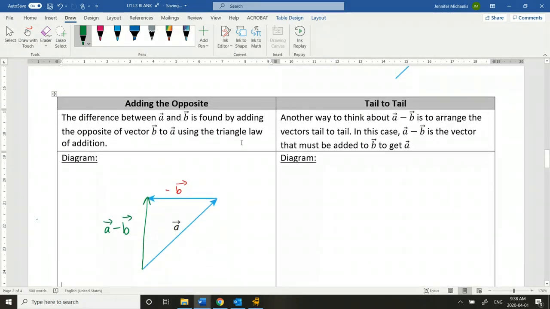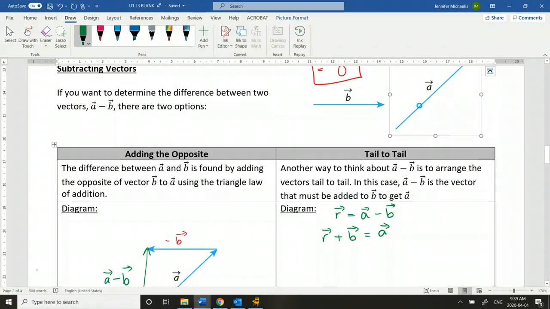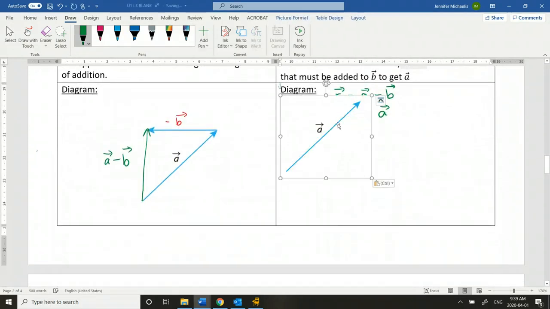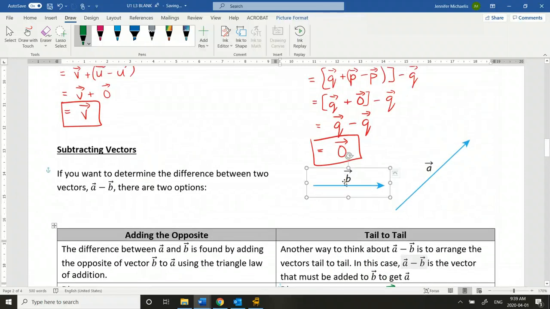Our other option is to think of a minus b, where we arrange the vectors a and b tail to tail, and then the resultant will be the vector that must be added to b to get a. So the idea is this. If we rearrange this equation for the resultant of a minus b, we have to take the resultant and add b to get a. That's basically what the description is telling us. So we'll take vector a and vector b.